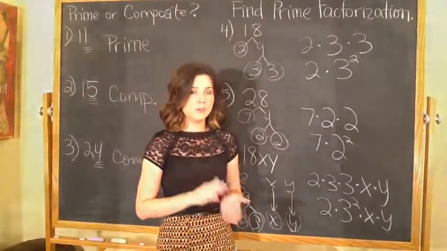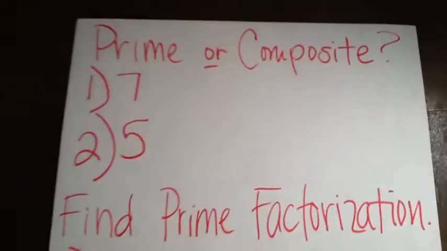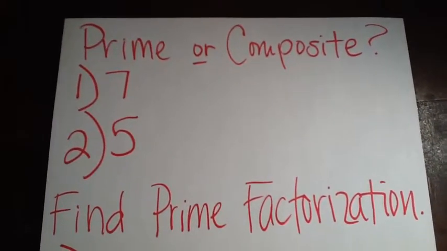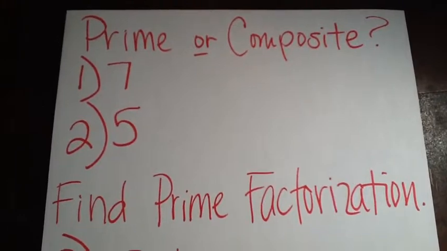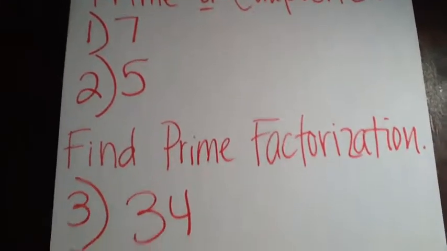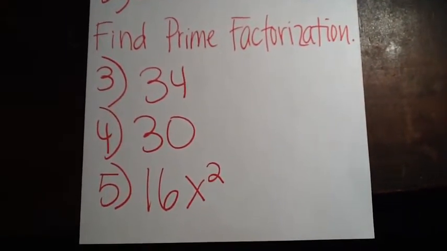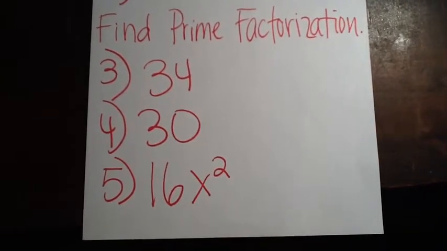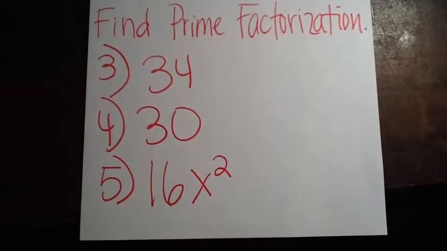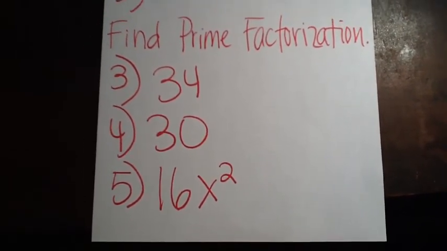All right, let's look at your on your own questions. You have 5 problems to do for me. For the first 2 problems, you're going to write if the number is prime or composite. Remember to use our rules to see if 2, 5, 3, or 10 go into the number. For the last 3, you're going to find the prime factorization. So you're going to use the factor tree and then write the number as a product of prime numbers, multiplying all small prime numbers together. All right, good luck. We'll see what you get tomorrow.